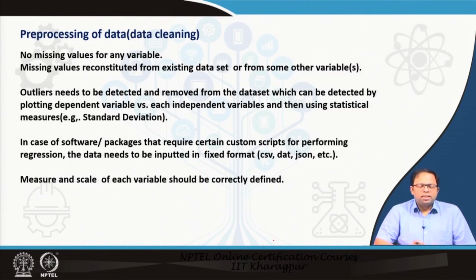And then outliers need to be detected and removed from the data set, which can be detected by plotting dependent variables versus independent variables, and then using statistical measures like standard deviation. That means we take the mean, and beyond 3 SD we can remove some of the variables, because sometimes some variables could be close to the distribution, but some are very, very far away because it's an odd case. So that will actually skew my results. So it's better to get rid of that. That's why we can get rid of the outliers.